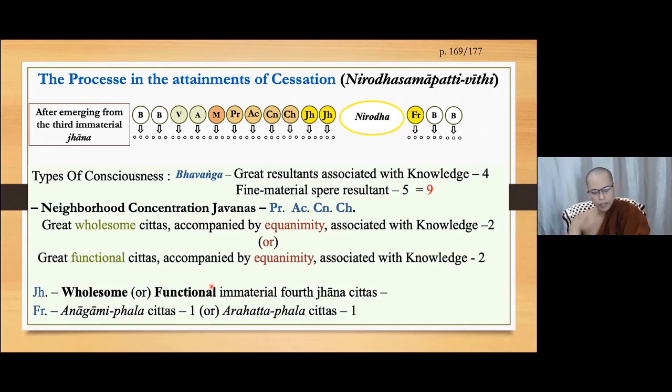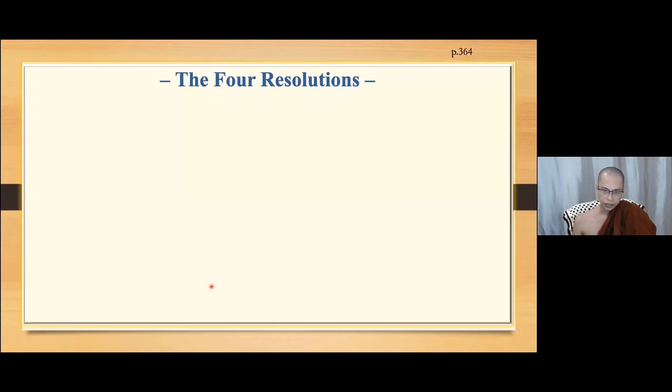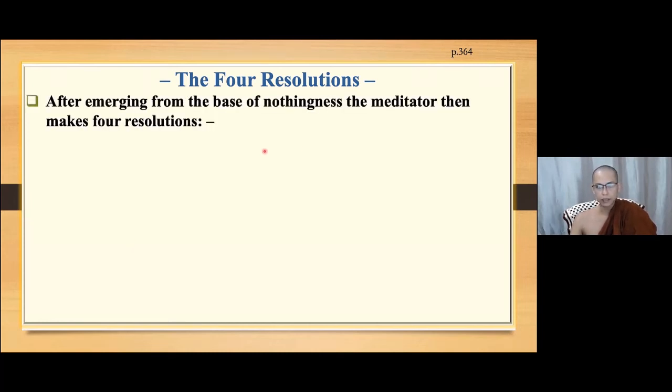For the second stage, it is a little bit wider, a larger explanation. But if we study it in this place, that shortens our study in chapter 9. That is why I make all the explanation in one place. Then the 4 resolutions: after emergence from the third immaterial jhana, the base of nothingness, he needs to make the resolution. So here, the 4 resolutions are mentioned.